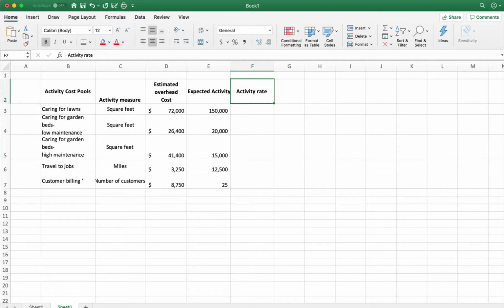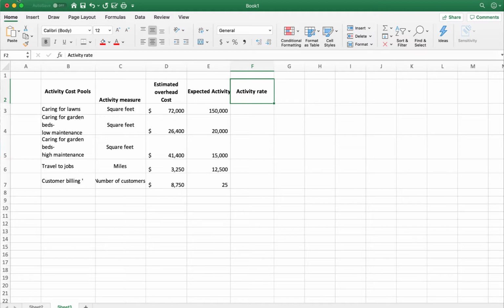Hello, in this video I'd like to go ahead and demonstrate how to compute activity rates. So this is the step that comes after first stage allocation, which is calculating the total cost of each of the activity cost pools. And so it comes after that, and it comes before our second stage allocation.